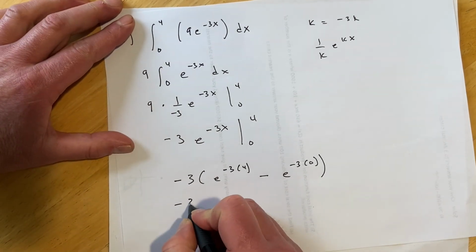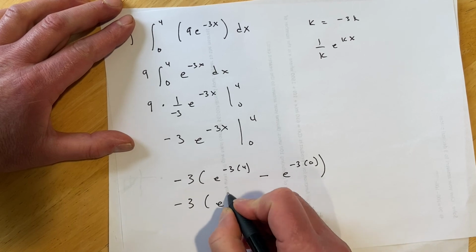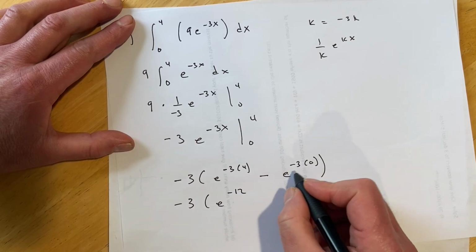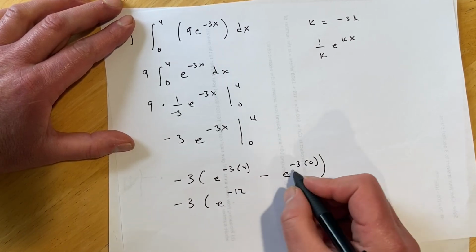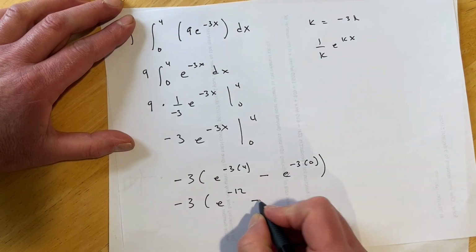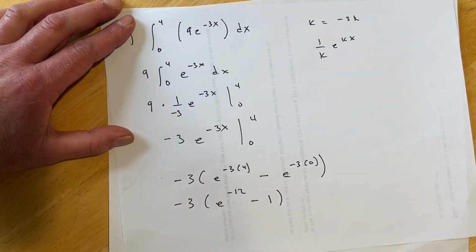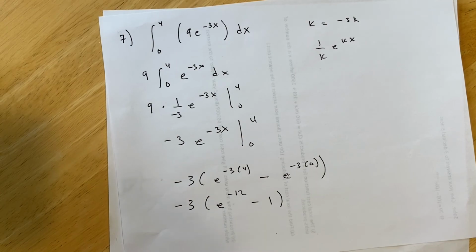And so now that gives me negative 3, and then e to the negative 12. Anything, again, e to the 0, anything to 0 is 1, so that's a minus 1. And then that would be the form we want the answer.